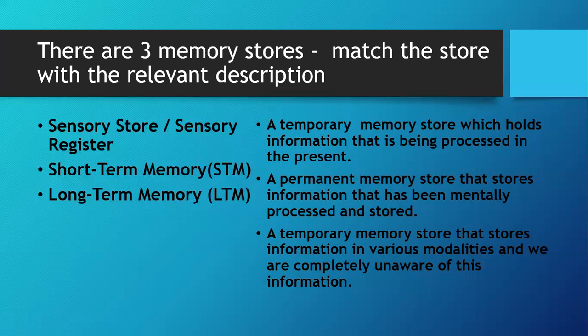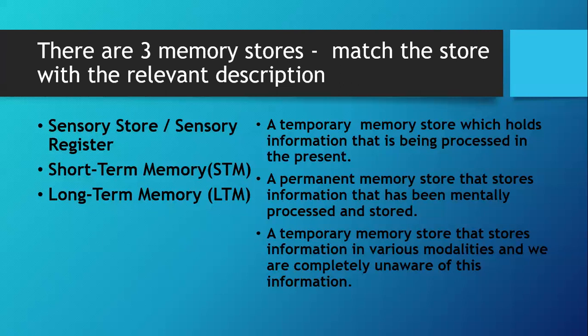Our final store is a permanent memory store that stores information that has been mentally processed. So our long-term memory is the permanent storage place for our memories. But it's only permanent storage for the memories that have been processed in a certain way that allows them to be stored. Not every memory in our short-term memory will move into our long-term memory. It needs to be processed in certain ways to enable it to be stored.